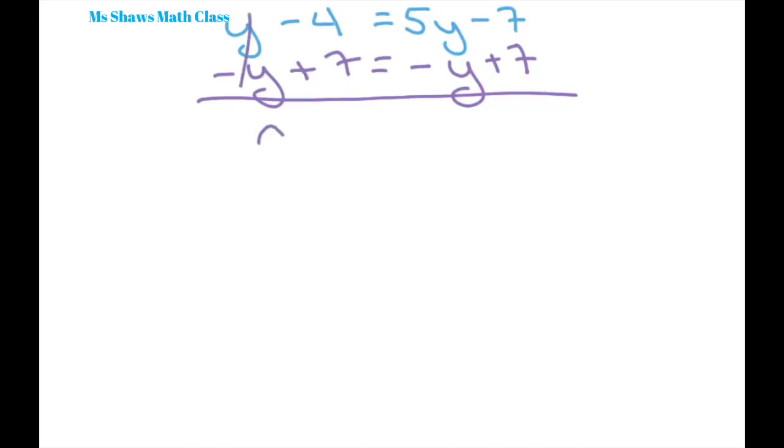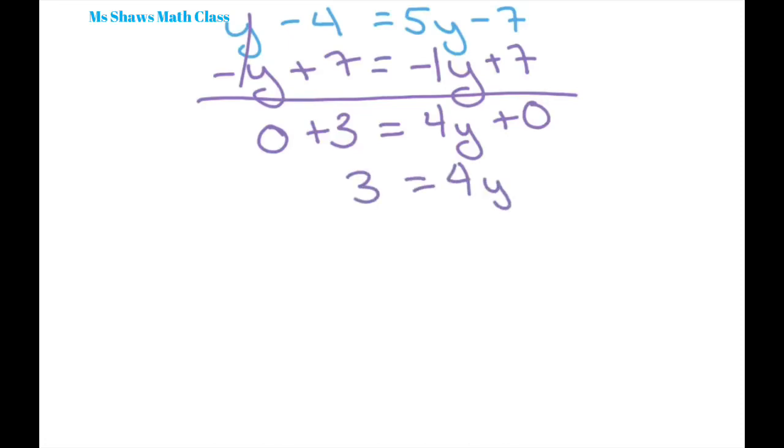So this zeroes out. Negative 4 plus 7 is 3. 5y minus 1y, put a 1 there if you want, is 4y. And then negative 7 plus 7 is 0. So that gives you the 0 property. We have 3 equals 4y. Now using your division property, you divide both sides by 4. So you get y, because this cancels, equals 3/4. Your solution set would be 3/4.